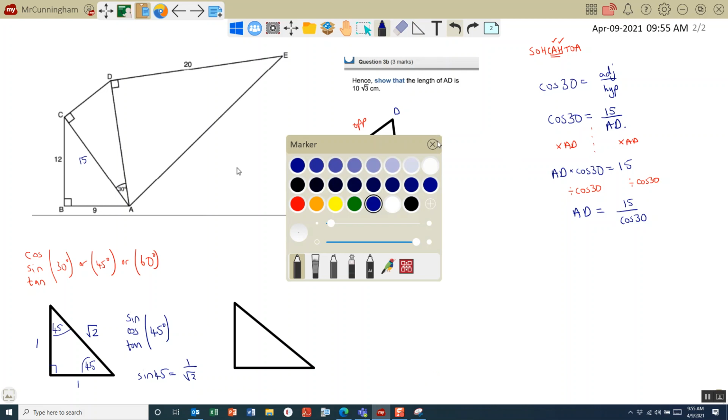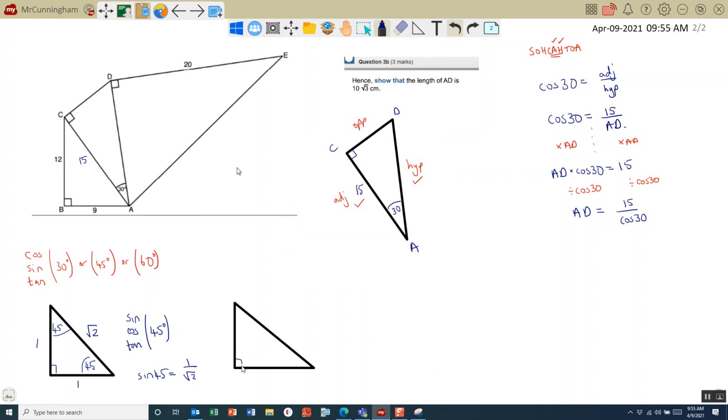Now you can either remember all these specific values, but I find if you just remember these triangles, it makes it a lot easier. So this side is 1, this side is 2, and this side is root 3. Got 60 degrees and 30 degrees. So this enables us to work out cos, sine, or tan of either 30 degrees or 60 degrees.